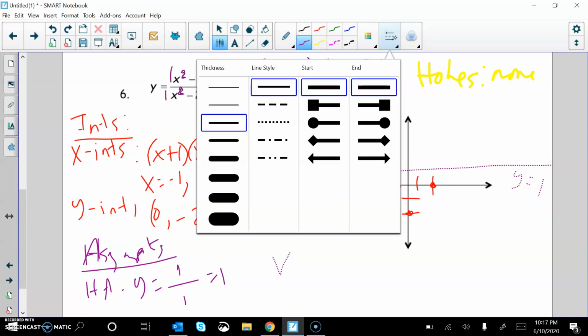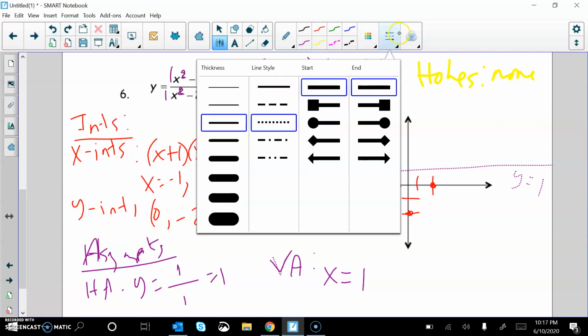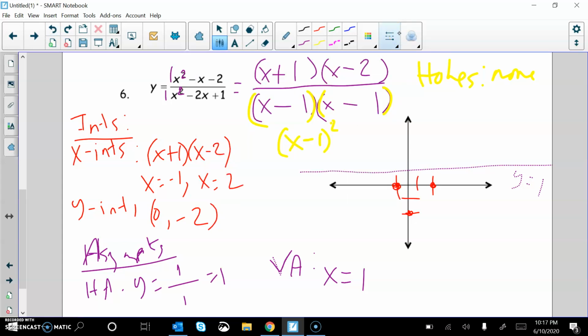Vertical asymptotes occur when your denominator is equal to 0. That occurs at the line x equal to 1. Plug in 1, 1 minus 1 is 0. Okay. So we got x equal to 1. There is that value. All right.